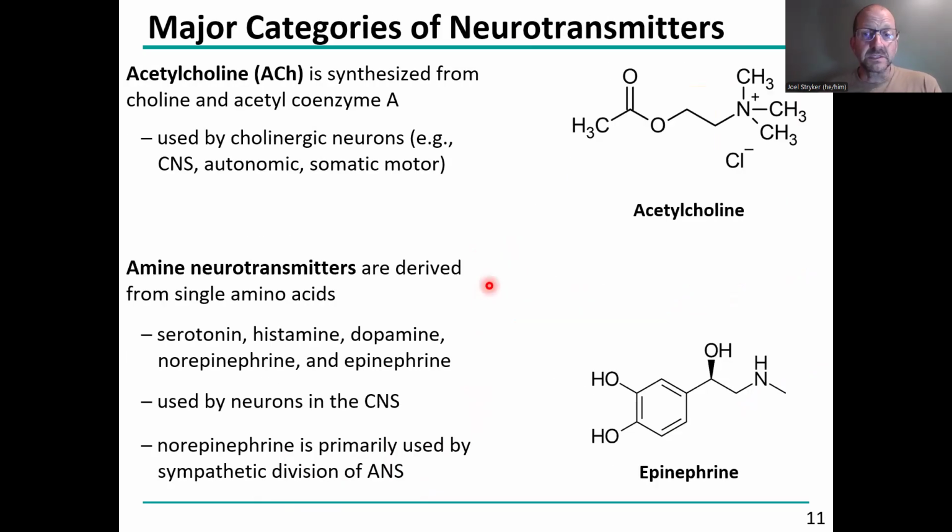So let's talk about some of these different neurotransmitters and what they are. A lot of these are important. These are just different categories. One of them by itself is acetylcholine. We're going to hear about this one quite a bit.